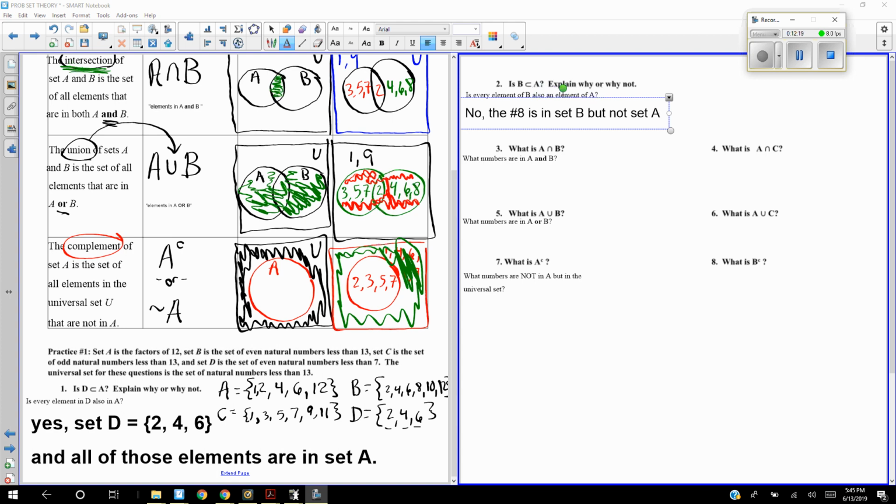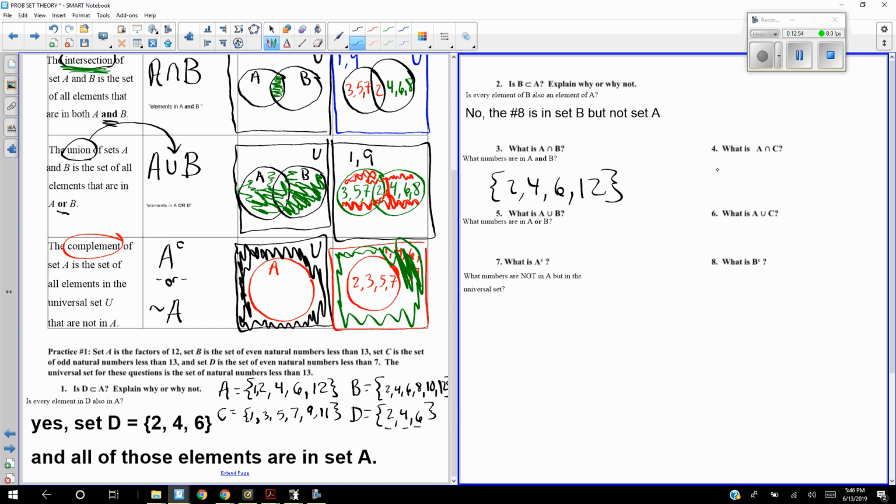Number 3 wants to know what is A intersection B, or in other words, what numbers are in A and B. So this is just where those two sets overlap. They both have a 2, they both have a 4, they both have a 6, and they both have a 12. Number 4 wants to know where sets A and C intersect. So what numbers do A and C both have in common? They both have a 1, and that looks like it's it. Almost an empty set.